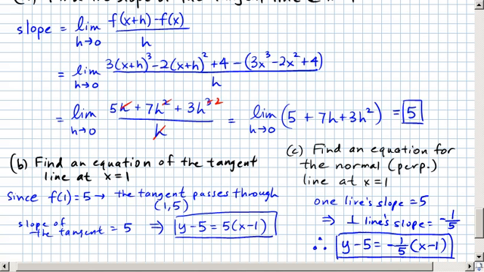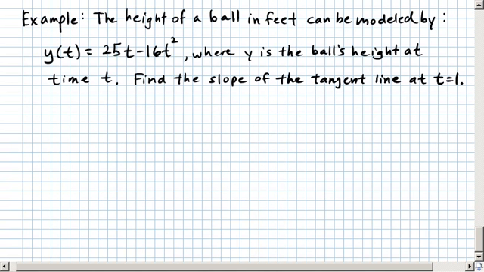Alright, so just one more example. This one's actually a little bit simpler than the first one. We're going to look at the height of a ball in feet. It's modeled by this function. The context of the ball and the height will become relevant at the end. We're going to find the slope of the tangent line at t equals 1.